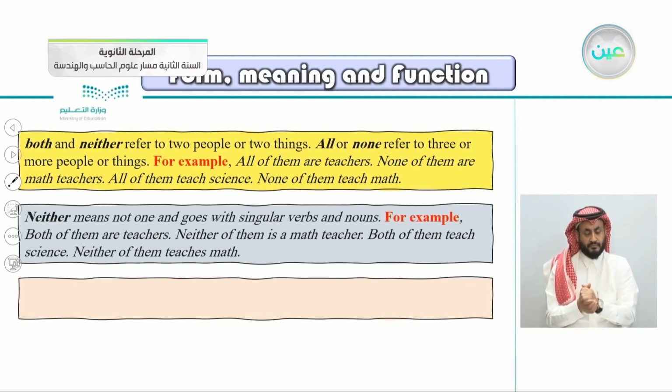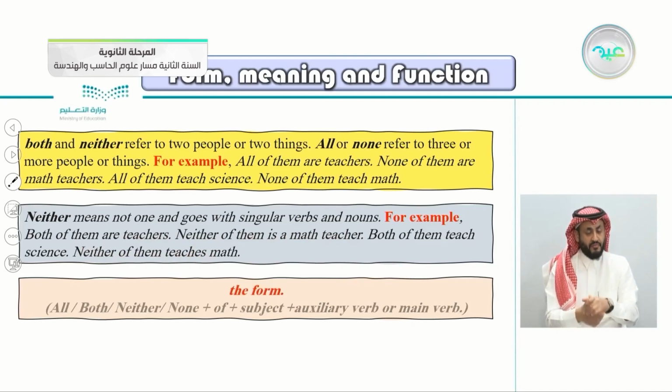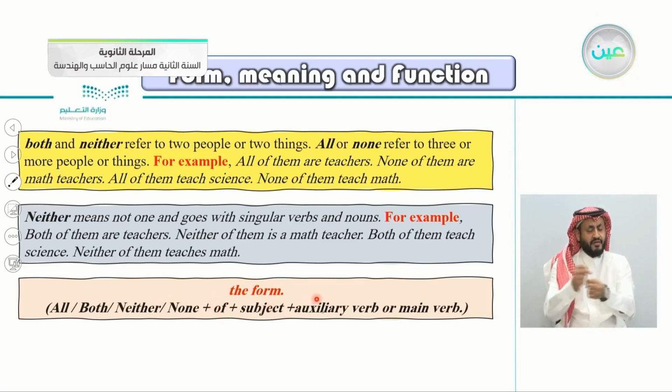Neither means not one and goes with singular verbs and nouns. So neither, it's negative, not one. Do you want this or that? When you say neither, you didn't choose anything. For example, both of them are teachers. So we're talking about 2 here. Both of them are teachers. Neither of them is a math teacher. Both of them teach science. Neither of them teaches math. The form here, we say all or both, neither, none. Then we write of. Then we write the subject. Then we continue with the auxiliary verb or the main verb.